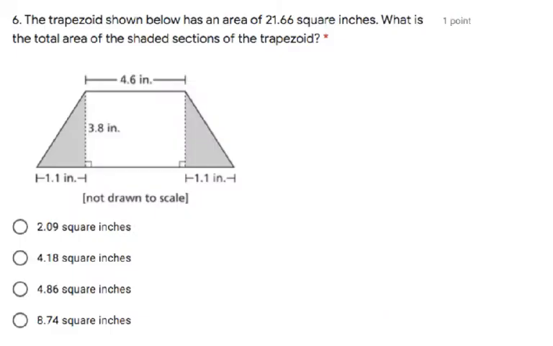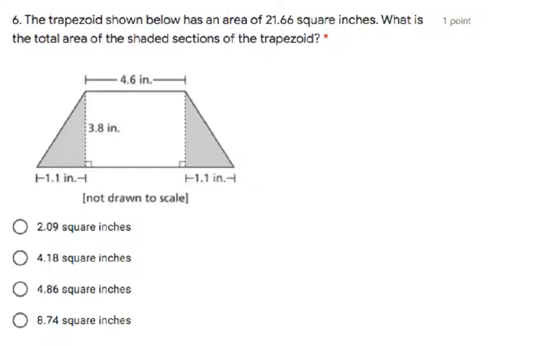This is the problem from the assessment that some of us were having a hard time with. The trapezoid shown below has an area of 21 and 66/100 square inches. What is the total area of the shaded sections of the trapezoid? So these shaded sections are clearly right triangles. So there are two ways that I can solve this problem, and I'm going to show you the first way now. So I have two triangles to find the area of.